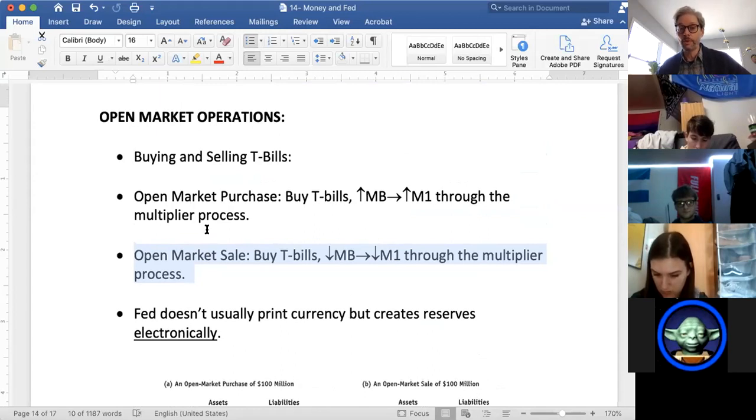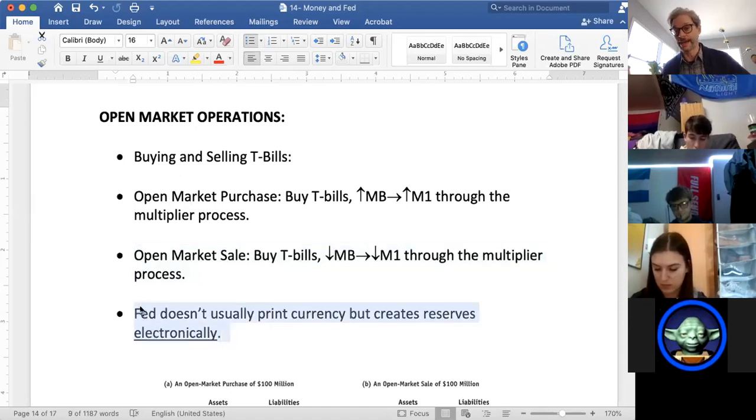So once again, if the Fed wants to increase the money supply, they conduct open market purchases. And if they want to reduce the money supply, they conduct open market sales. And the Fed doesn't usually do this actually with physical money. They just do this electronically, right? They do this by just adding money to a bank's account.